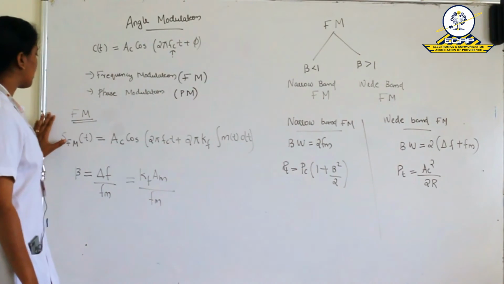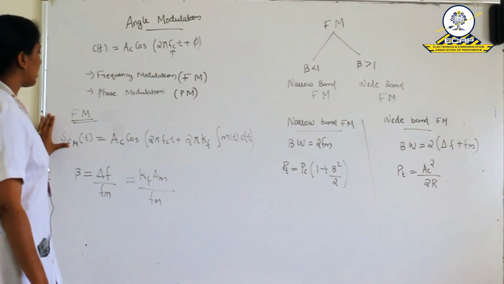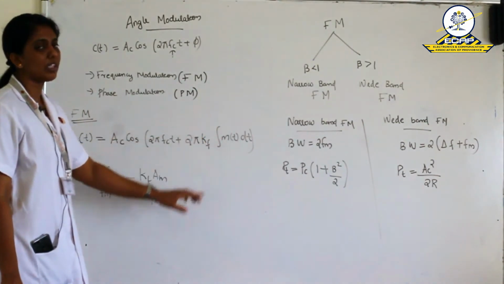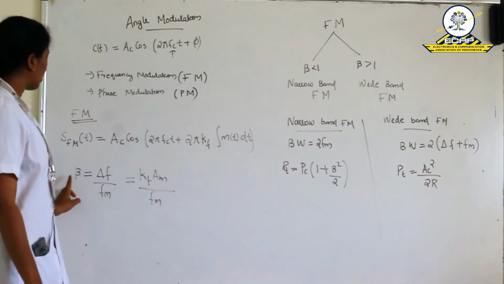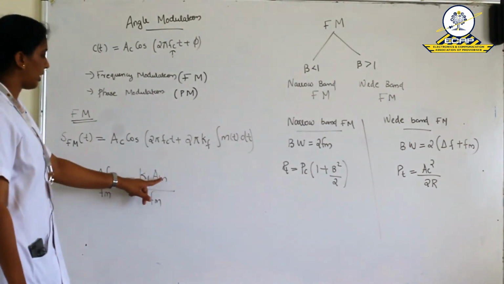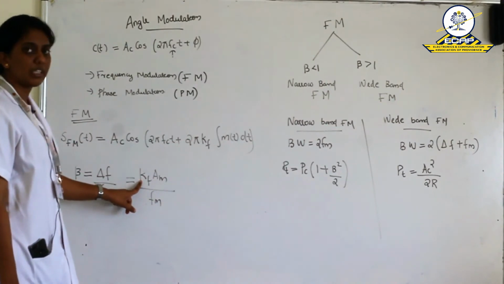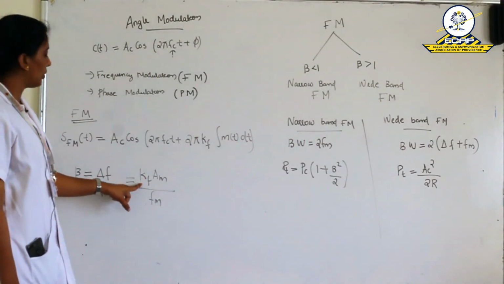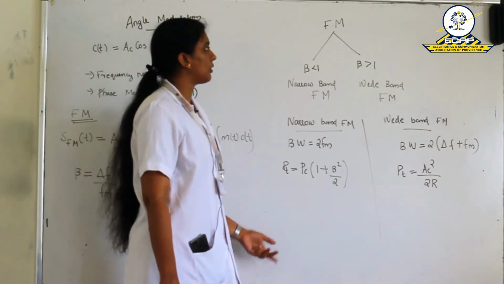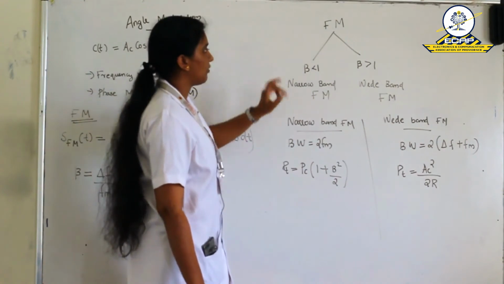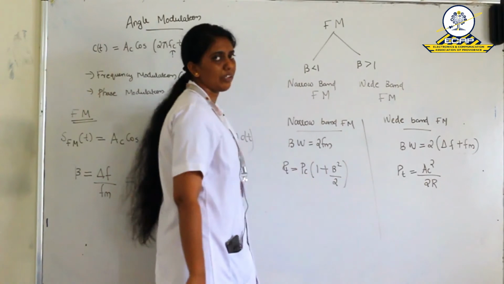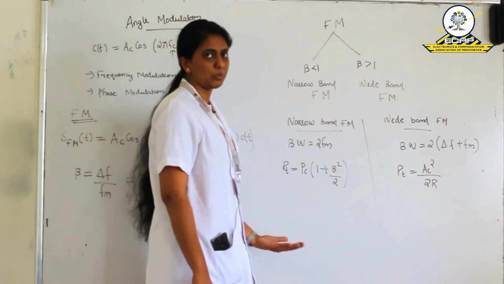So, the general expression for frequency modulation is Ac cos(2 pi fc t plus 2 pi kf integral of m(t) dt). Then the modulation index beta is equal to delta f by fm, that is equal to kf Am by fm. Kf means frequency sensitivity of the modulator, unit is hertz per volt. Based on the value of the modulation index, FM can be classified into two different types, which are narrow band FM and wide band FM.